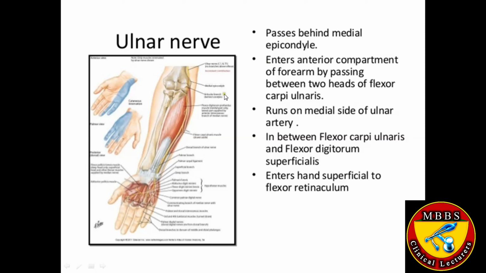Then the ulnar nerve supplies only two muscles in the anterior compartment, that is the medial part of the flexor digitorum profundus and the flexor carpi ulnaris. It is deeper in its whole course. It passes behind the medial epicondyle of the humerus and enters into the forearm between the two heads of the flexor carpi ulnaris. In its whole extent it lies on the medial aspect, and it runs in between the flexor carpi ulnaris and the flexor digitorum superficialis in the middle and the lower part of the forearm. It enters the hand superficial to the flexor retinaculum along with the ulnar artery.